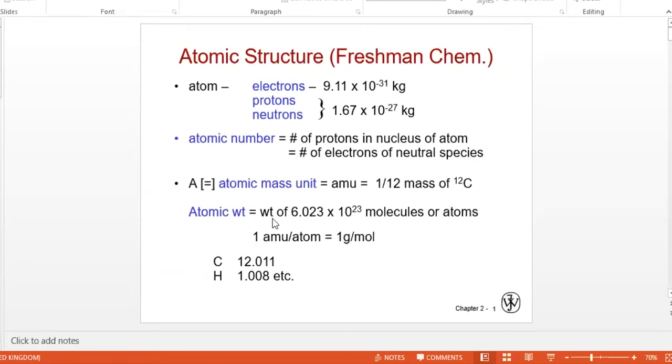And the weight of 6.023 × 10^23 atoms is what is called the atomic weight. Carbon has an atomic weight of 12.011 and hydrogen has 1.008. So these all are atomic weights, right? This is just a brief introduction. Why I am saying this is that the electrons, protons, and neutrons are the main reason that determines the property of each and every material, right?